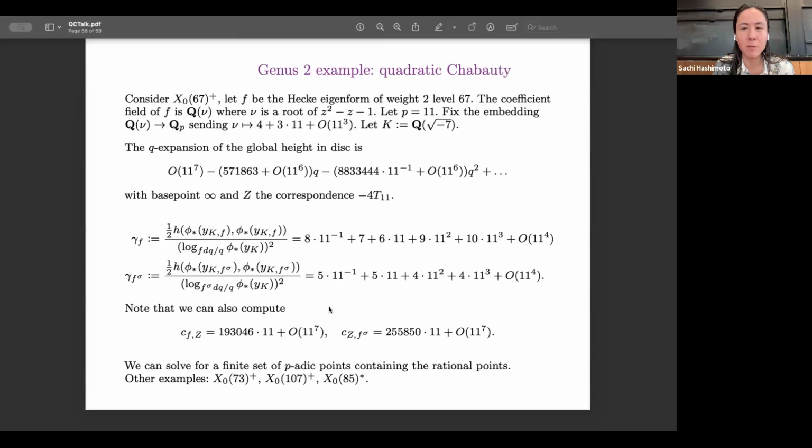So this Q expansion is a purely local method in one residue disk. And then to find this set of p-adic points containing the rational points, the only way I know how to do it right now is to use the equation for the curve to compute things like the local height at p.